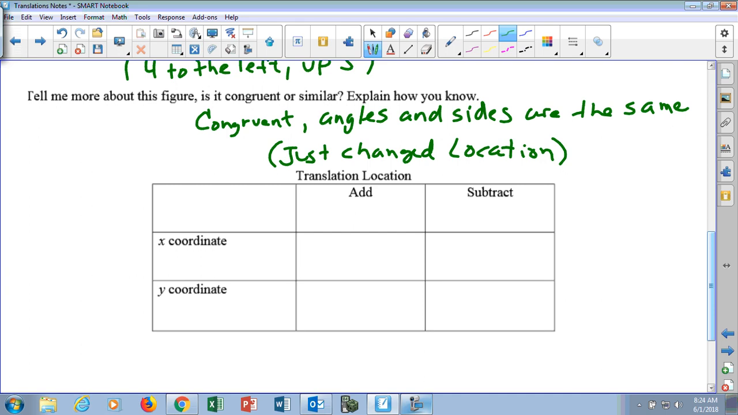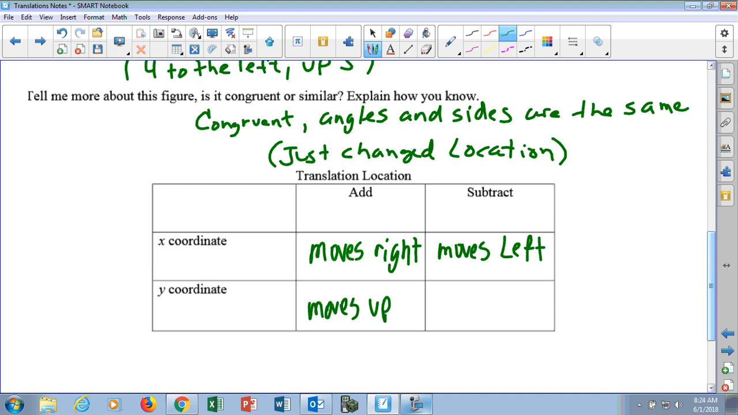So again, when we had this little table here, when we add to the x-coordinate, we move to the right. Subtract moves it left. Right? When we add to the y-coordinate, what does that do? Moves it where? Up. And then subtracting moves it down.